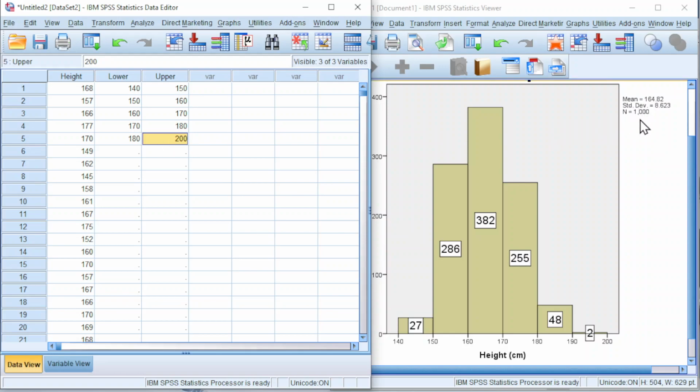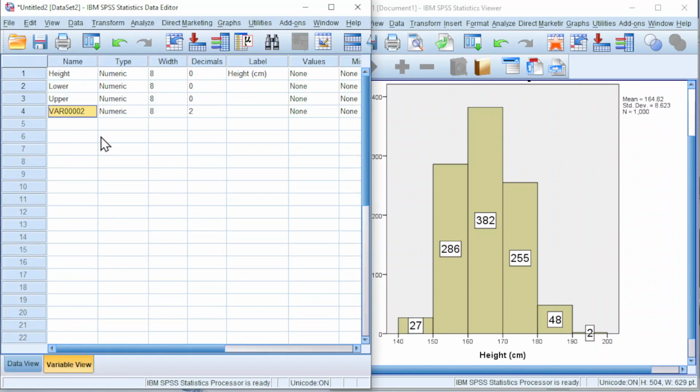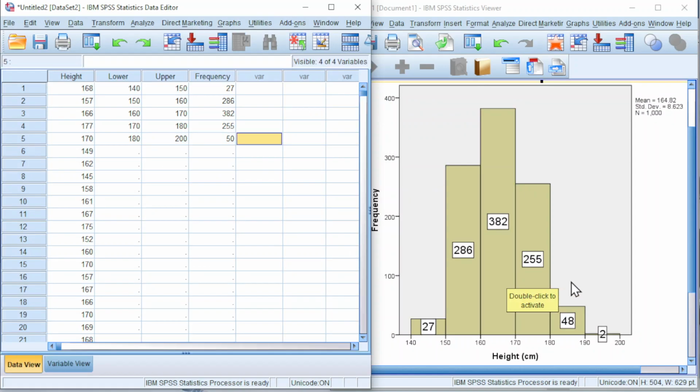The total is 1000. And for the frequency, we have 27, 286, 382, 255, and the last class is 50. Go to Variable View, rename it Frequency, with no decimal places. We should always bear in mind that normal distribution could range from negative infinity to positive infinity. To ensure that the total expected values could sum up to 1000, we should change the minimum and the maximum value in order to cover the full range of probability.